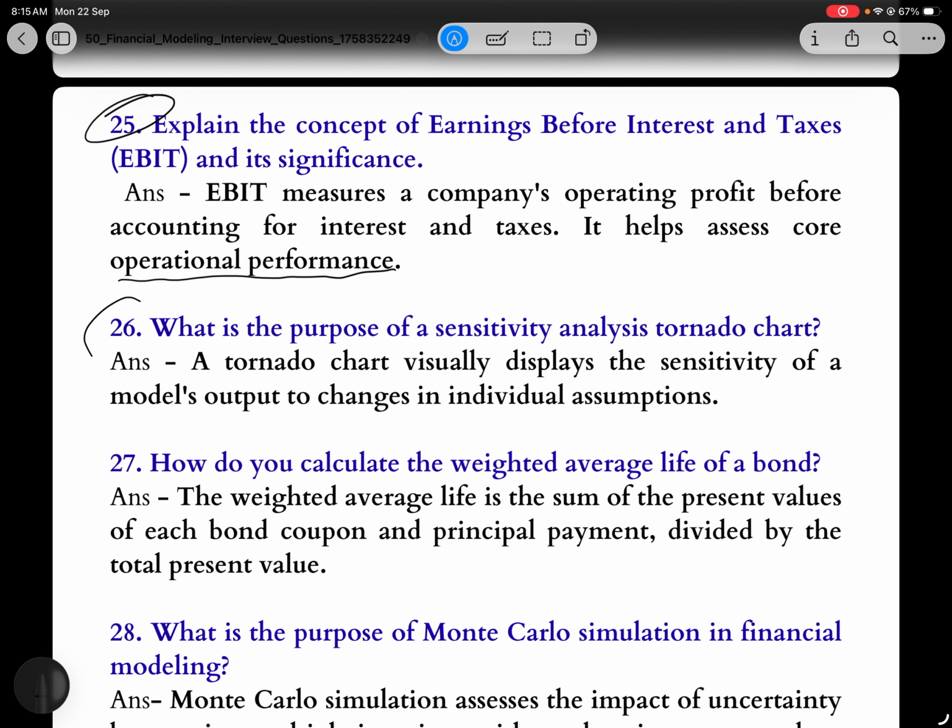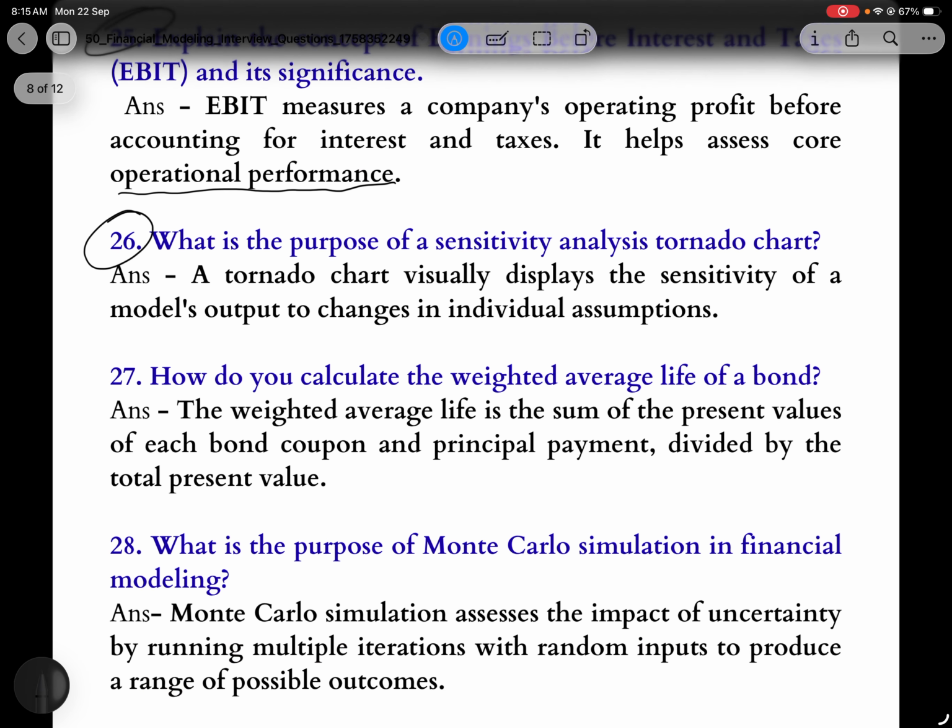Next is, what is the purpose of a sensitivity analysis tornado chart? It's basically a sensitivity analysis of changes to any individual assumptions. So what will be the output of it? It can be done in Excel, but normally when you put it into a chart, like a tornado chart, it basically just shows this in graphical form. That's it.